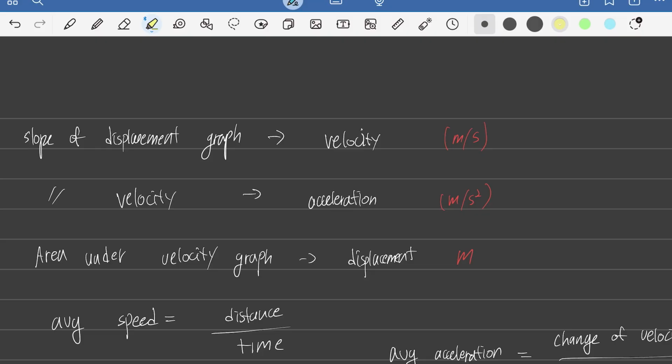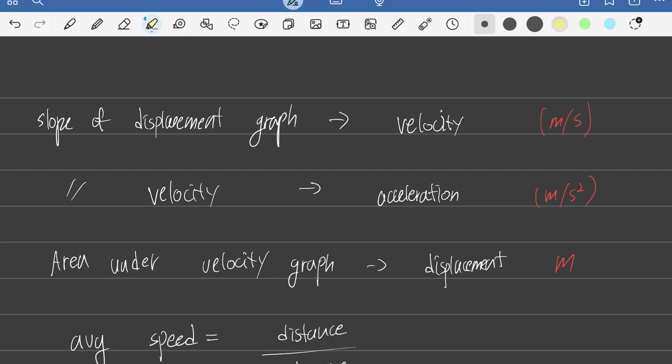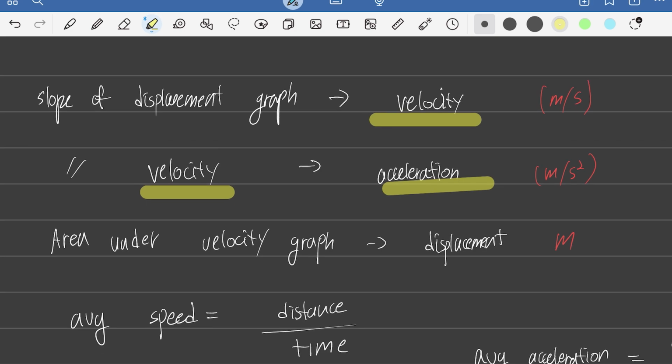Let's talk about the graphs. So the slope of the displacement graph is velocity, as I talked about a few seconds ago. And the slope of velocity would be the acceleration, because acceleration basically talks about how much your velocity increases every second. And acceleration is also a vector quantity.